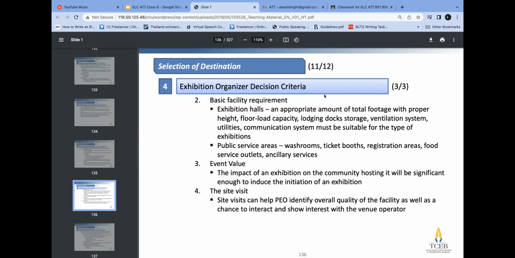An appropriate amount of total footage or even proper height, floor load capacity, loading dock, storage with ventilation system. It means AC, right? Air conditioning. Utility communication system must be suitable for the types of exhibition. Public service area, washroom. Event venue or event studio side.